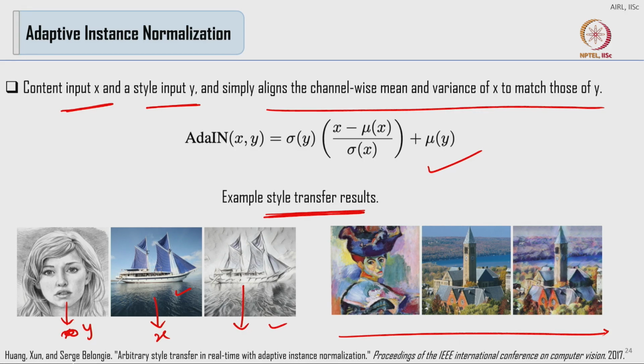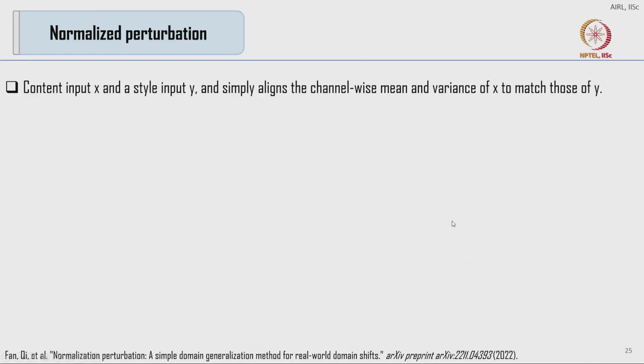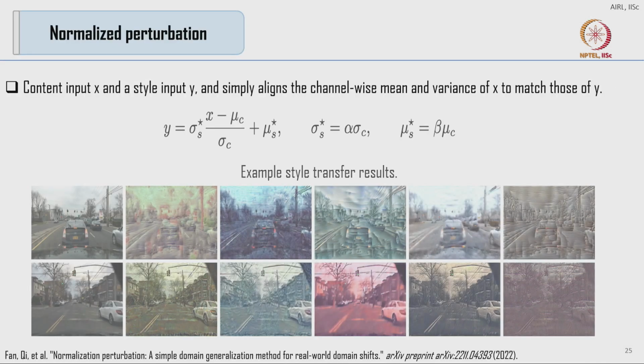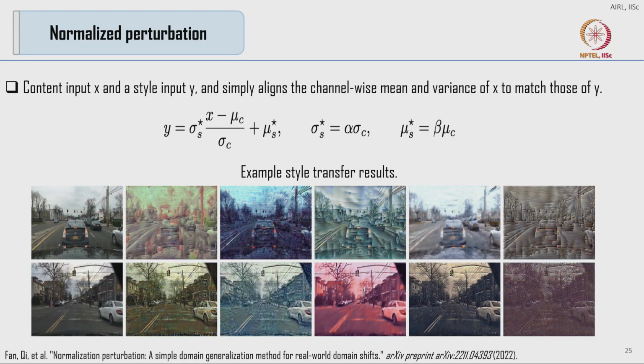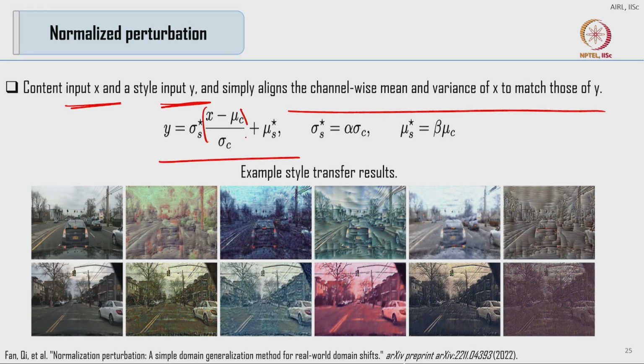However, the motivation is to understand the influence of normalization, which is not only for scale normalization, it has much wider influence. Lastly, let's take an example of normalized perturbation. Now following a very similar way to adaptive instance norm, let's take the content image x, let's take a style image y, and let's try to align the style information, or the channel wise statistics, of x to match that of y. Now this is the equation that we've seen before. Y is sigma times the normalized part of x plus mu.